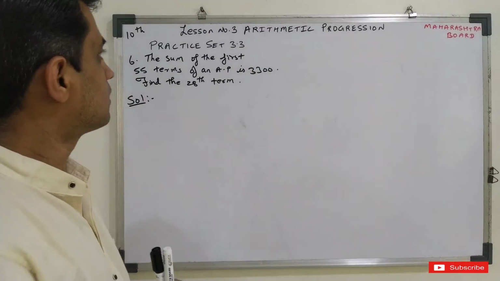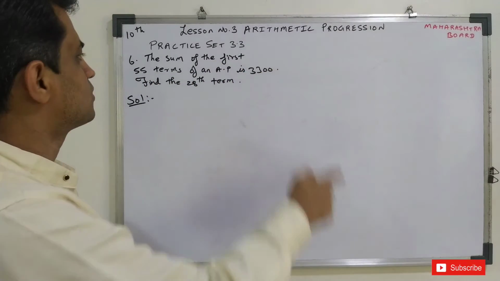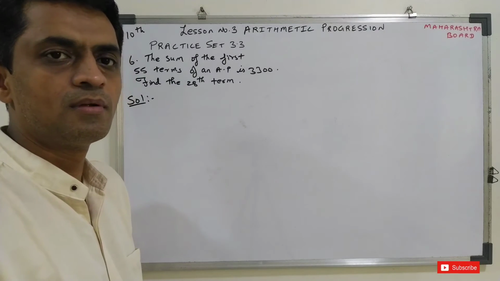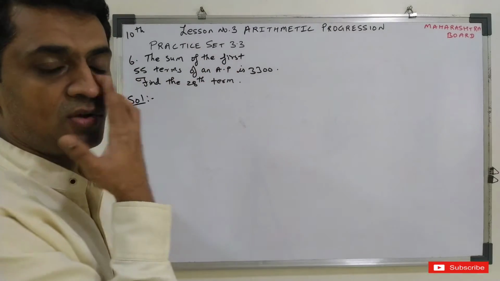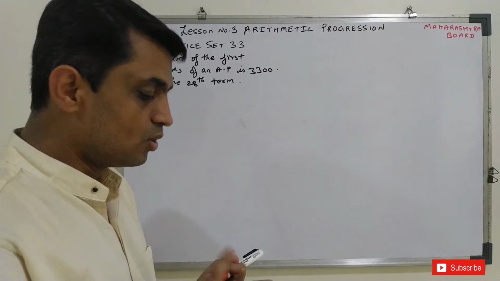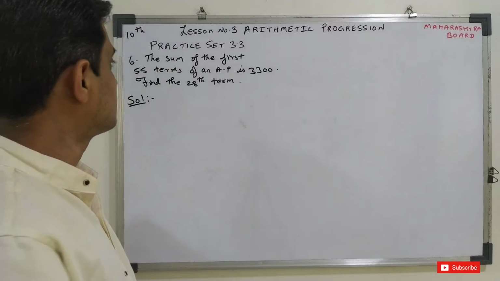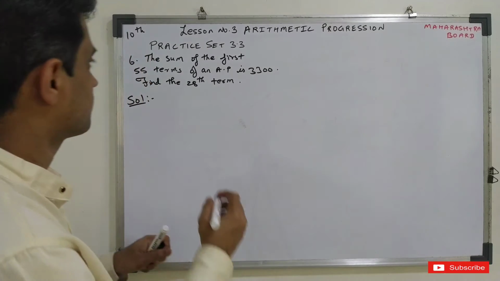Sixth sum. The sum of the first 55 terms of an AP is 3300. Find the 28th term. They ask you to find the 28th term. Now the sum is given and asking you to find the 28th term. There is no A, there is no D, only the sum is given, and that is the sum of 55 terms. Let us solve with what they have given us.